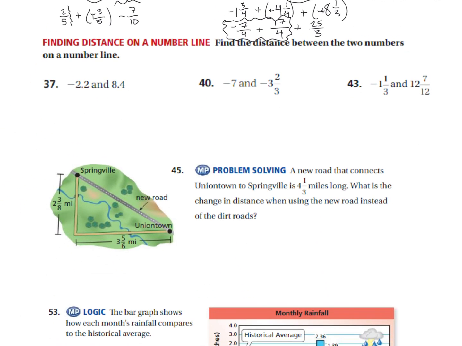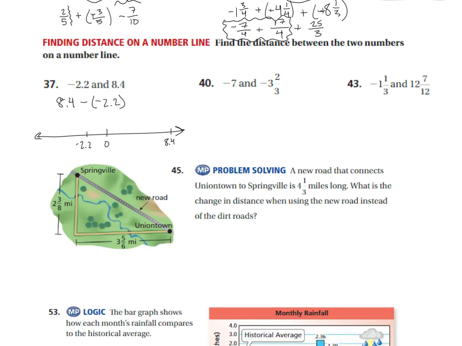The next three, finding the distance between two numbers on a number line. On a number line, we're trying to think about what's the distance total between these. So 0's right here. 8.4 is going to be way over here in the positives, and negative 2.2 is going to be a lot closer to 0, but it's going to be over there. Again, to find the distance, we're going to take the greatest number we see, which in this case is 8.4, and we're going to subtract our smallest value.